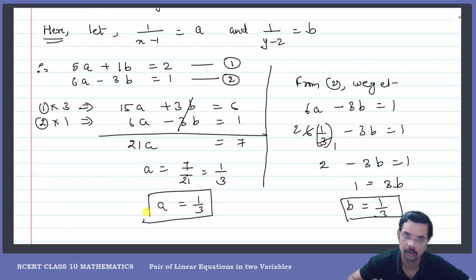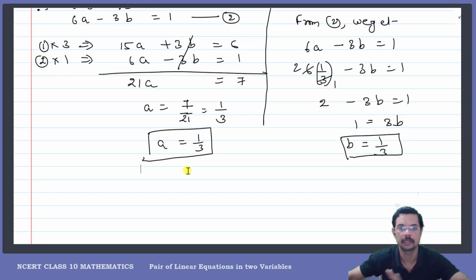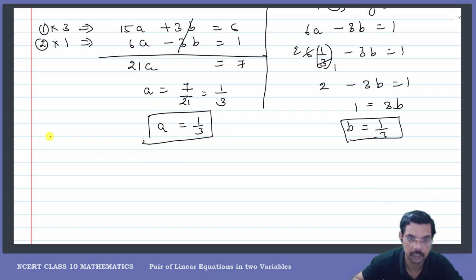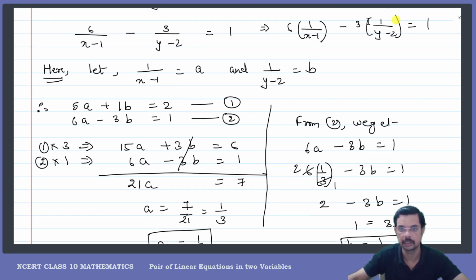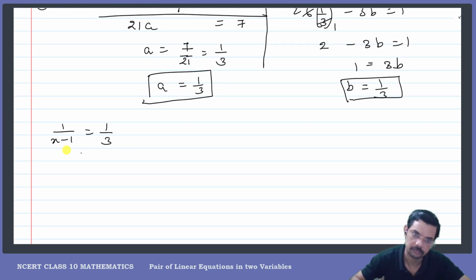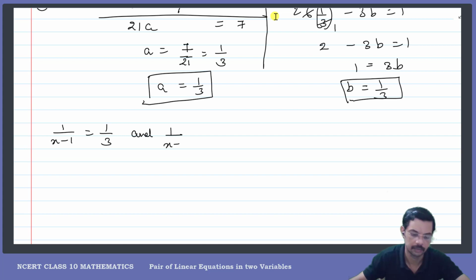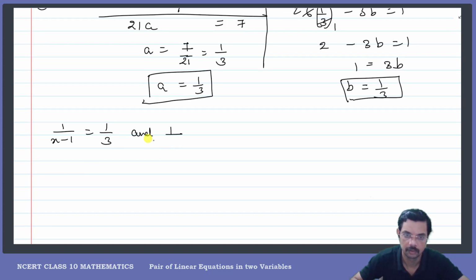So now what is a? A is 1 by x minus 1. So 1 by x minus 1 equal to a, and that is equal to 1 by 3. So I am putting, instead of a, 1 by 3, and here in this equation I am going to put 1 by 3, and 1 by y minus 2 also equal to 1 by 3.